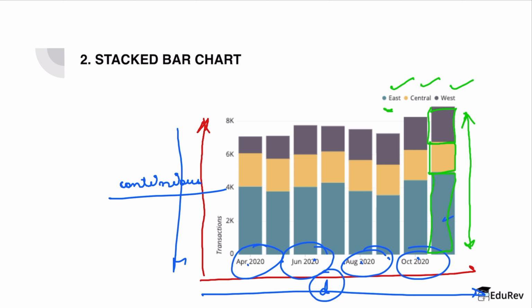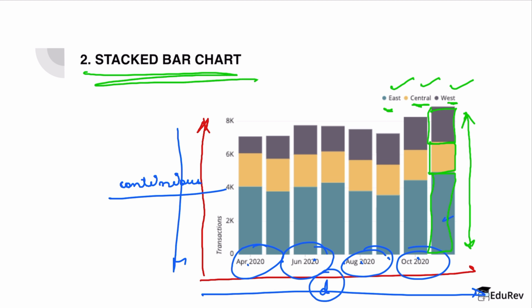What is east? This mineral green color. Then what is central? The mustard color. What is west? I hope it's brownish or something, but whatever the color. In certain cases it might be feasible and in fact required to break up the magnitude of the main continuous variable into its constituent parts. When this sort of representation is used, the chart formed is known as a stacked bar chart. Correct?